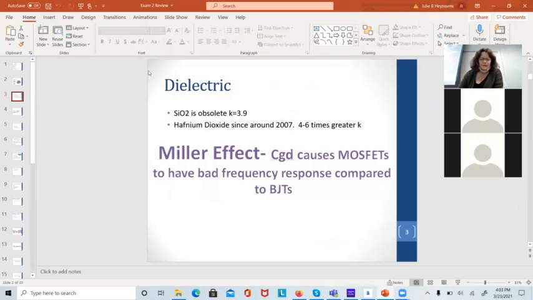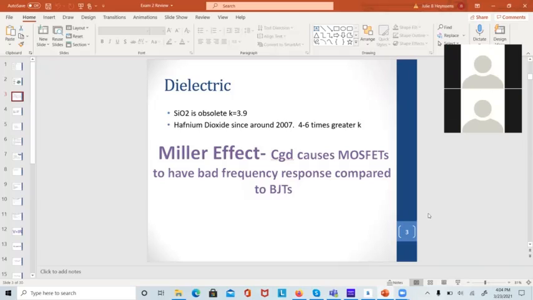Couple of little things here. A dielectric, remember silicon dioxide is obsolete. The planar transistors in the Sedra-Smith book are obsolete. The real oxide from about 2007 to probably 2020 has been hafnium dioxide, or hafnium oxide, I should say. And it has a 4 to 6 times greater dielectric coefficient.